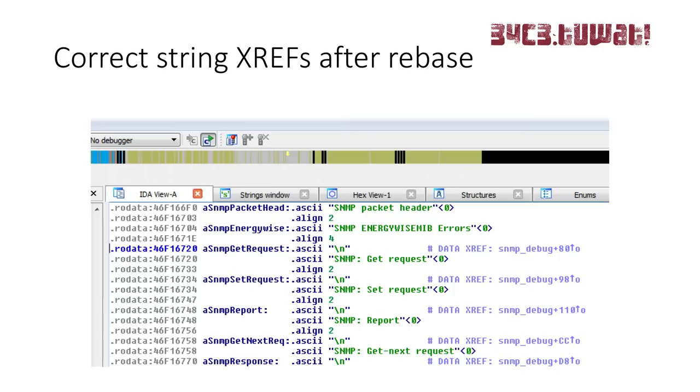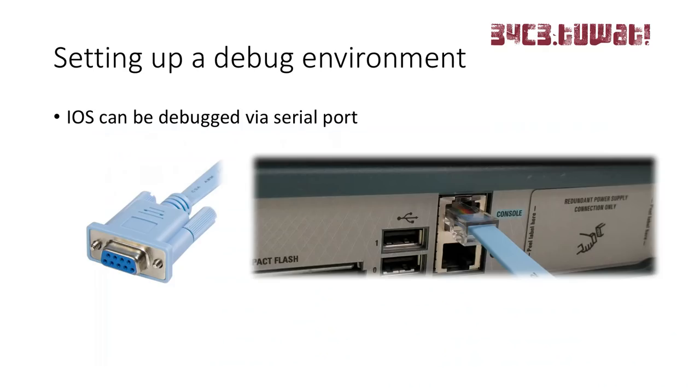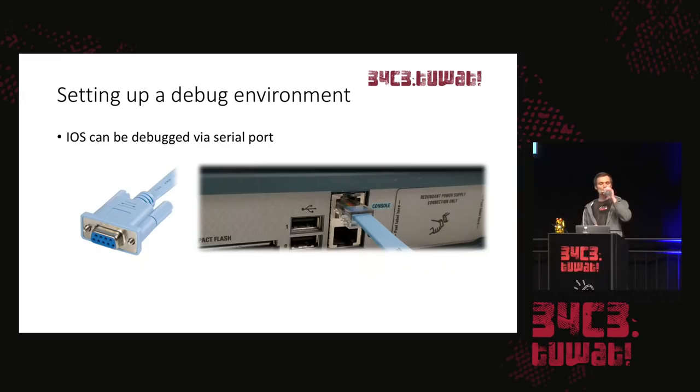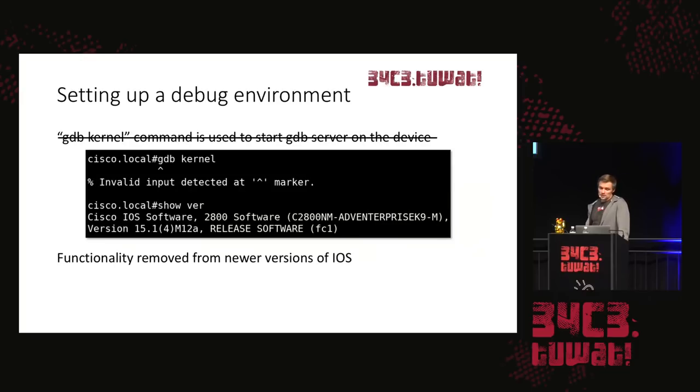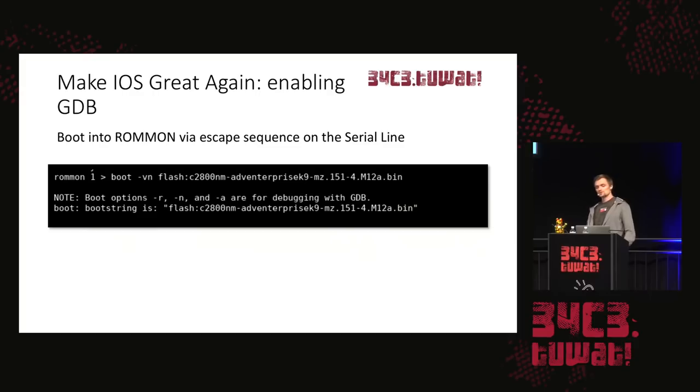But in order to build an exploit, it will not suffice to only have IDA Pro loaded with the firmware with all the cross references. You probably want to set up a debug environment. It is well known that iOS can be debugged via a serial port. And actually, there is a GDB kernel command that is used to start the internal GDB server. Or it was, because the functionality was removed in recent versions of iOS, and you can't really run the GDB. But nonetheless, there's a way to enable the GDB.